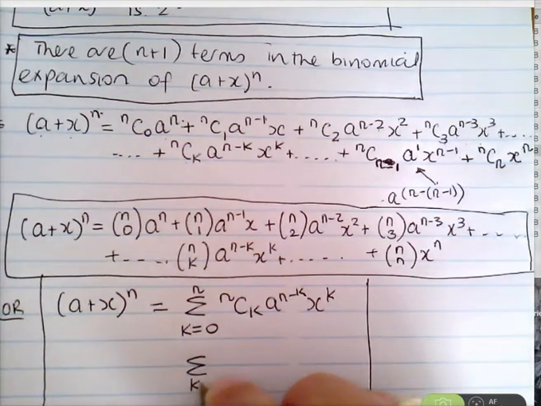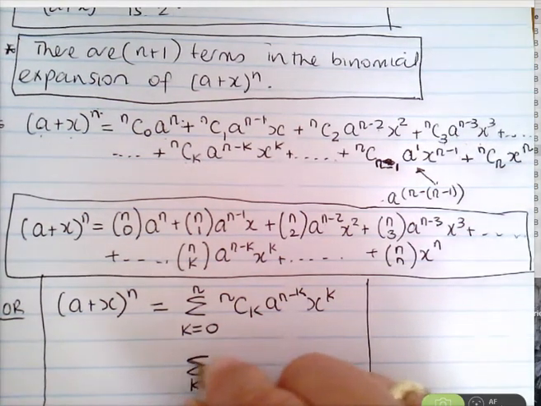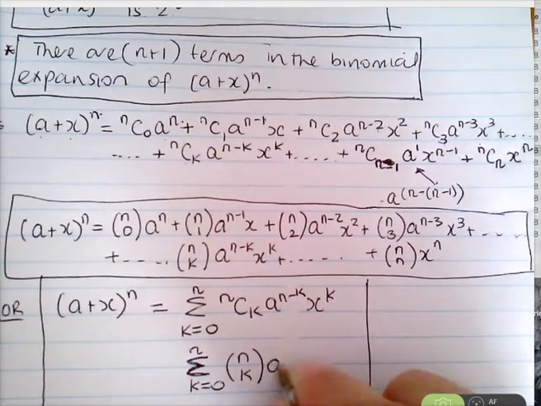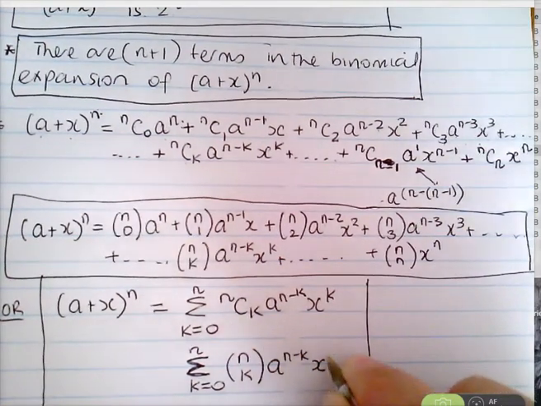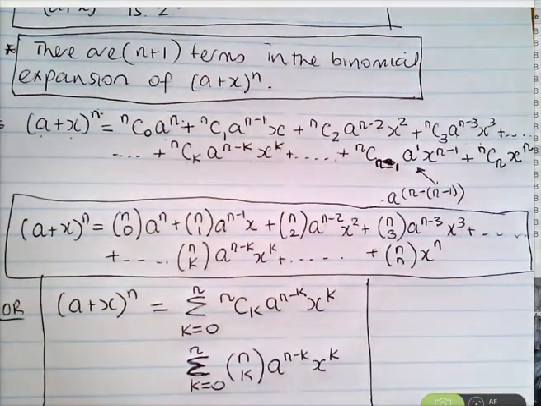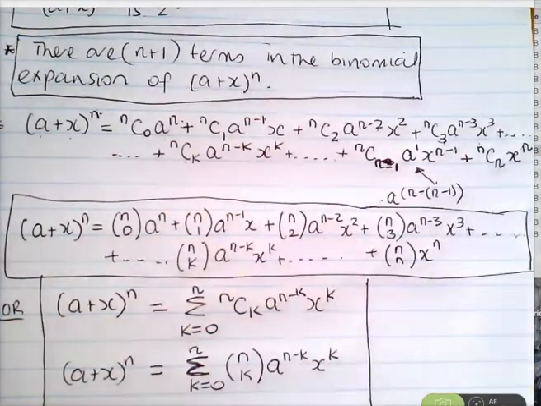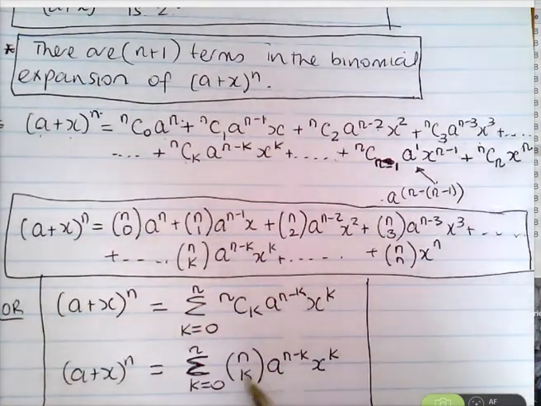Remember we can write that in choose notation: the sum from k = 0 to n of n choose k, a to the n minus k, x to the power of k. So that's also (a + x)^n written in sigma notation with the choose notation.